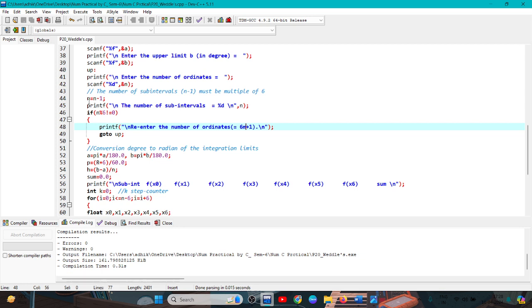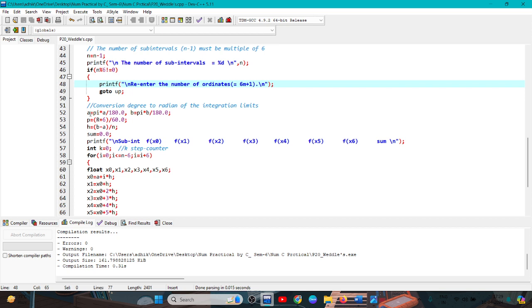Actually, henceforth this n represents the number of subintervals, which must be a multiple of 6. If the number of subintervals n is not divisible by 6, then re-enter the number of ordinates such that it is 6m plus 1, where m is a positive integer, and go to the top. So here again, re-enter the number of ordinates such that the number of ordinates must be 6m plus 1.